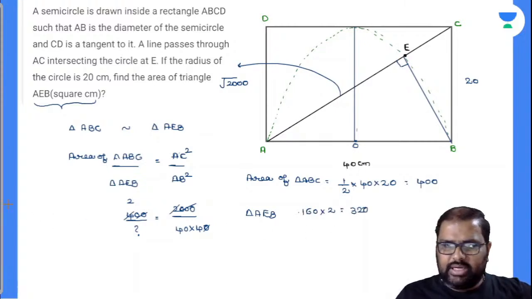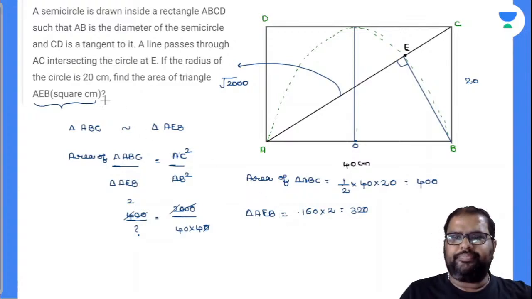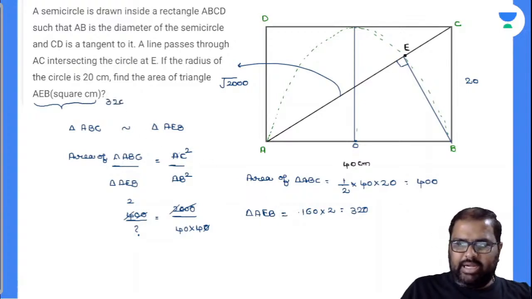So the area of the triangle AEB is nothing but equal to 320, and this is what the question asked. And done, I have done it right, perfectly done.